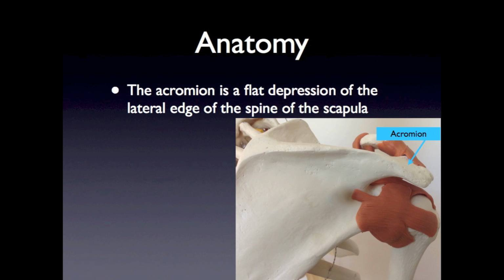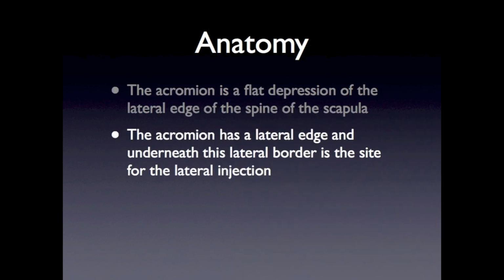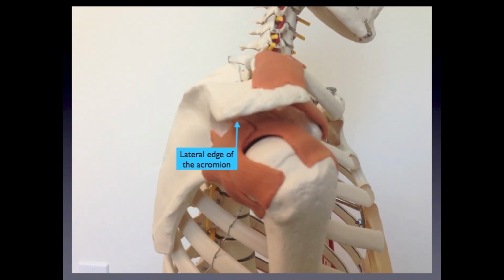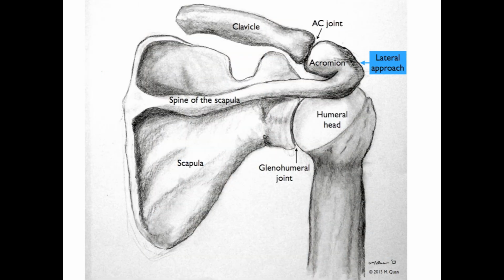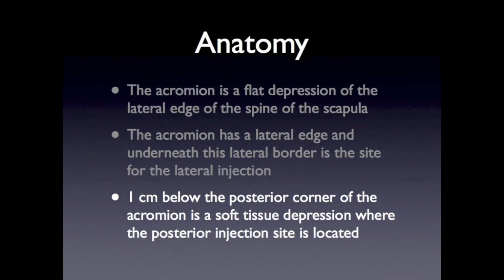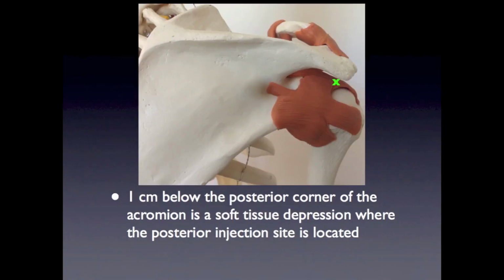The acromion has a lateral edge, and underneath this lateral border is the site for the lateral injection. The posterior injection site is located in the soft tissue depression 1 centimeter below the posterior corner of the acromion.